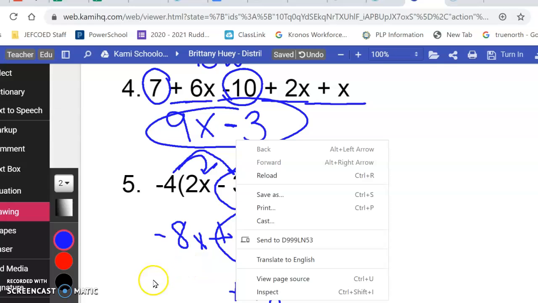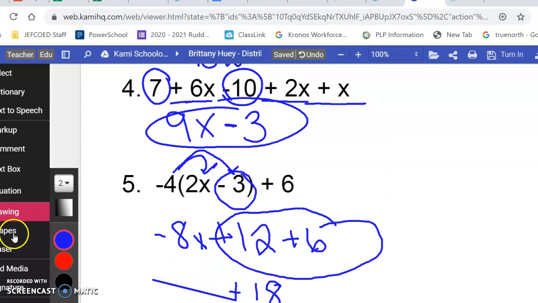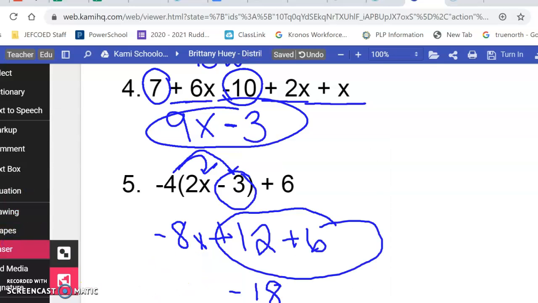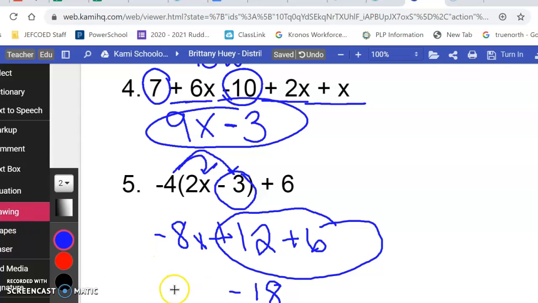Then, well, that's weird. Let me get rid of that. Then we just bring down this negative 8x. So our answer here is negative 8x minus 18.